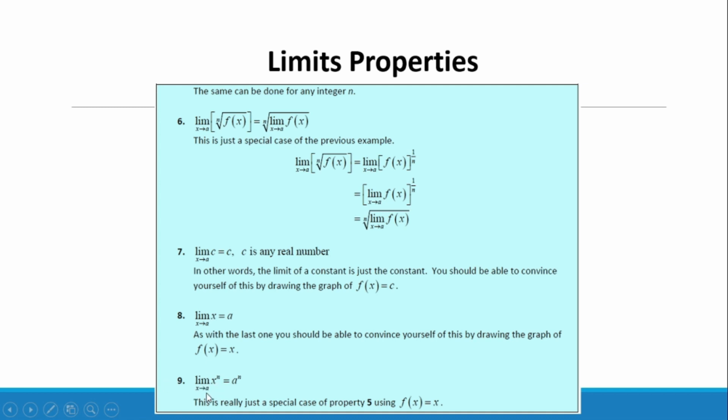Property number 9. The limit as x approaches a of x with an exponent n is equal to a to the power n. This is really just a special case of property 5 using f(x) equal to x.